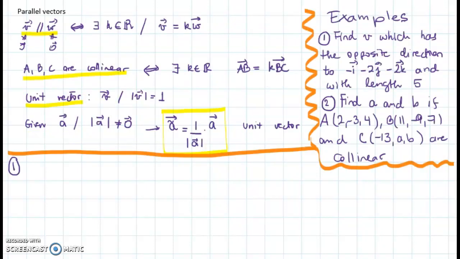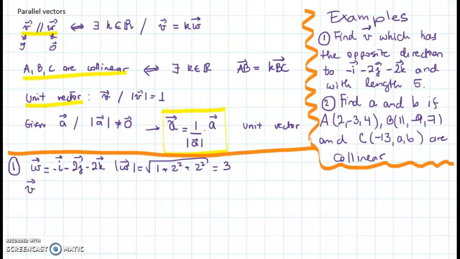So here are our examples. First we want to find a vector V which has the opposite direction to a given vector and also has length 5. The first thing that we are going to do is write the original vector, let's call it W. This is written using the coordinate unit vectors, negative i minus 2j minus 2k. I would like to know the length of this vector, and this is given by the square root of 1 plus 2 squared plus 2 squared. So this is 1 plus 4 plus 4, 9, square root of 9, 3. So this is a vector with length 3.